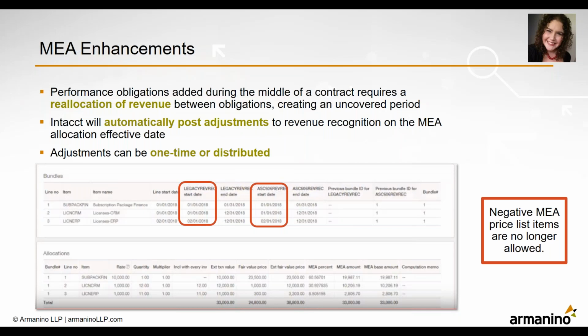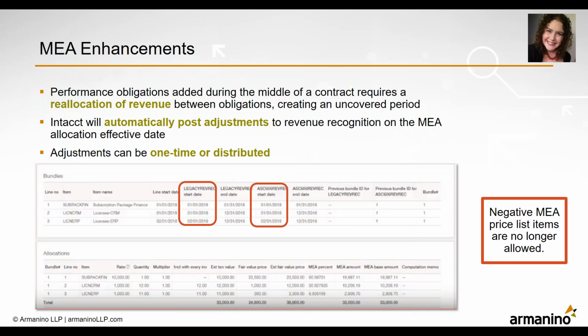Keep in mind that revenue schedule end dates and begin dates do not have to start or end at the same time, and now the system will automatically post those adjustments for you. Additionally, you have the option to have those adjustments be one time or distributed over the entire revenue recognition period.